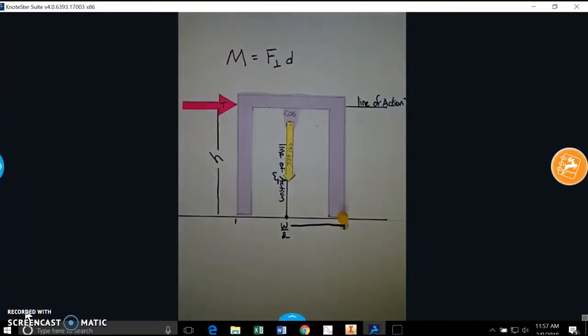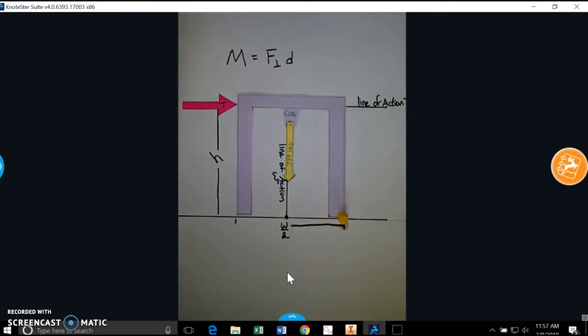So we've made some measurements on Inventor. We found the center of gravity. We found some of the important measurements. Now let's figure out what kind of a force, what magnitude, what strength of a push or pull is going to tip this over. So I've got a few cutouts here.